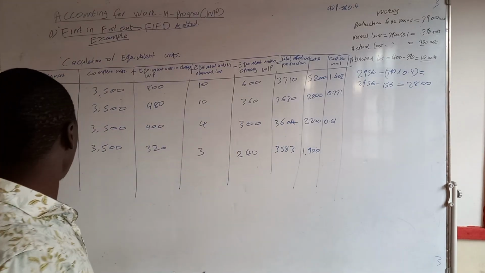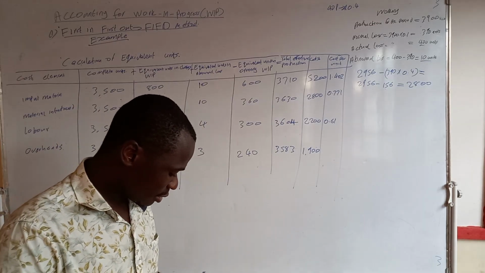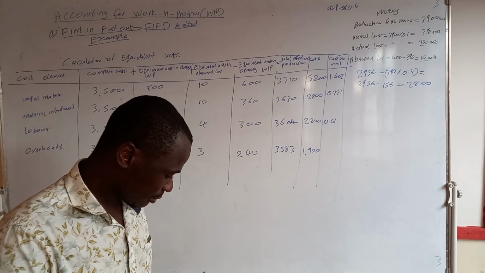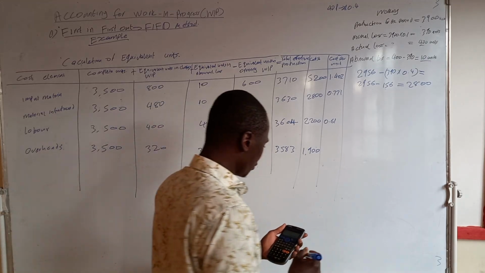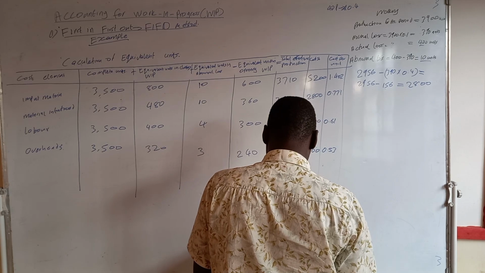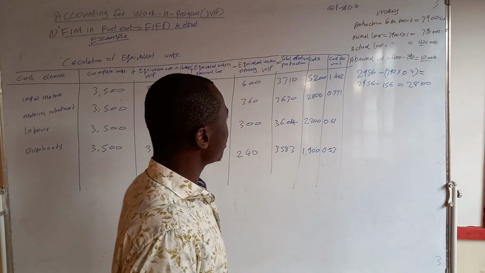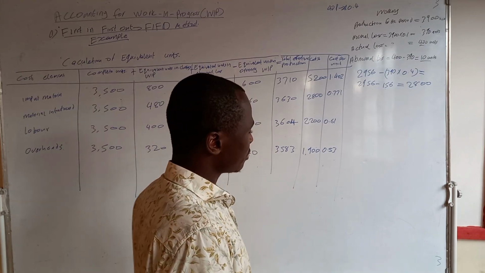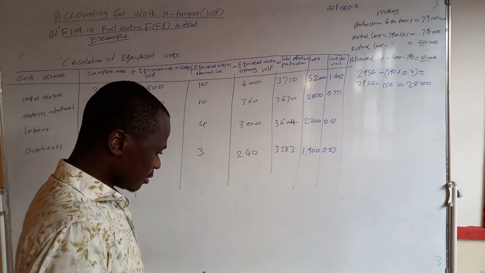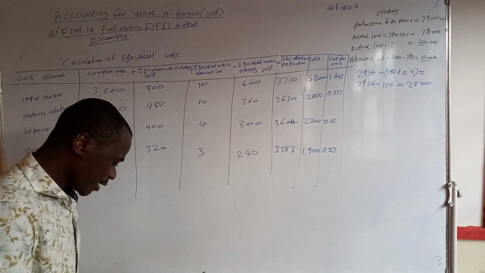Then overheads, 1,900 divided by 3,593. And this equals 0.53. Now, up to that point, we have the rates. Now, what is next? What next is now preparing the account.